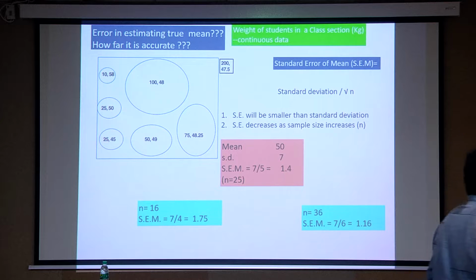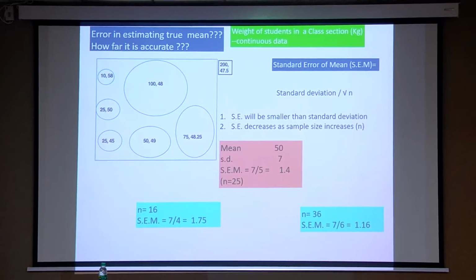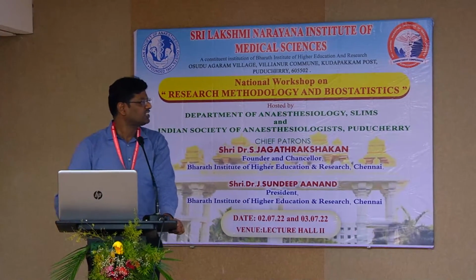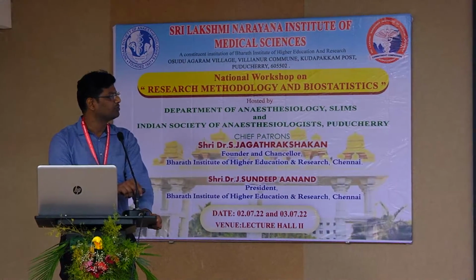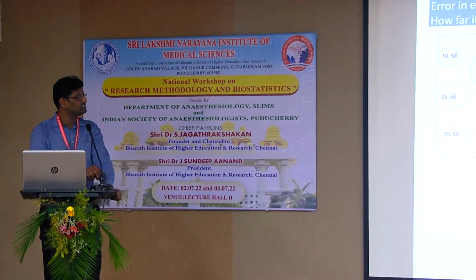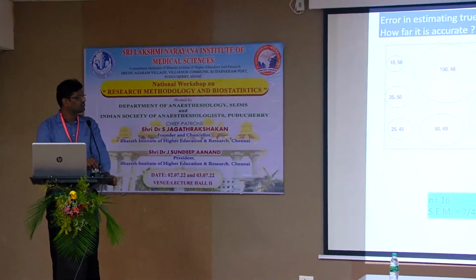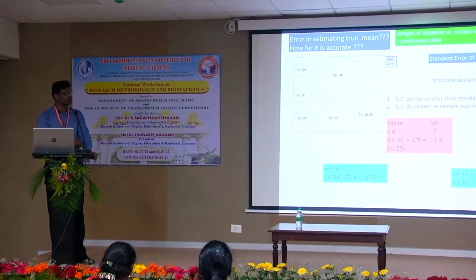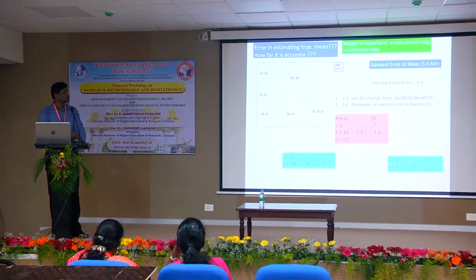For an example, if you take 25 students, and their average weight is 50, compared to the population average of 47.5, so we take a small sample. For example, if the standard deviation for them is 7, the standard error of the sample mean is equal to 7 divided by square root of 25. So we get a standard error of 1.4.